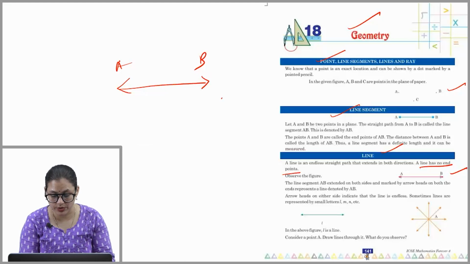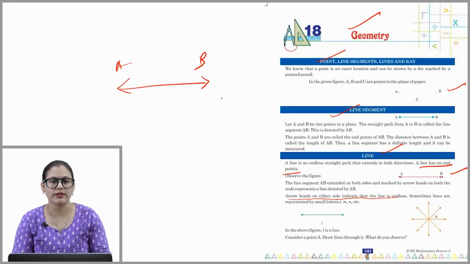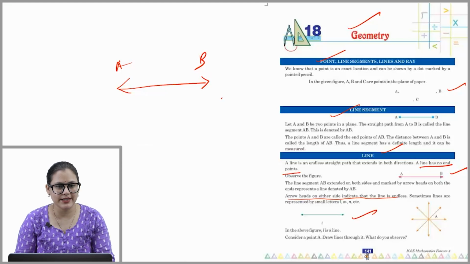What do arrowheads show? That the line is endless. Sometimes lines are represented by small letters like L, M, N. For example, line L. So, in this figure, L is a line.